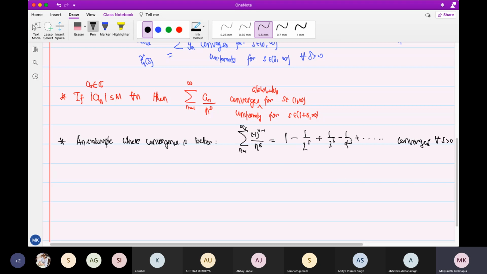Okay, it doesn't only converge for s. If you want absolutely, then it converges. Then you put absolute value, it becomes the zeta function. Then it converges for s bigger than 1. But with the signs, it converges for s positive. There are many ways to see it.